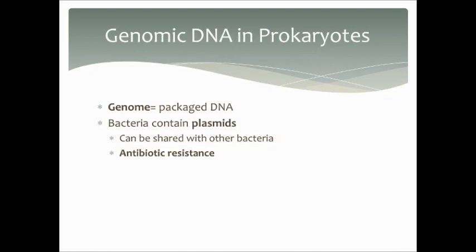In both prokaryotes and eukaryotes, we have a genome, which is just packaged DNA. Within prokaryotes, the genome is found within a loop or circle within a nucleoid because they don't have a true nucleus. They also have smaller loops called plasmids, which are not essential for growth, but they can be exchanged with other bacteria or organisms to add to their chromosomal DNA, which leads to things like antibiotic resistance and that adaptation being able to be passed on to other species.